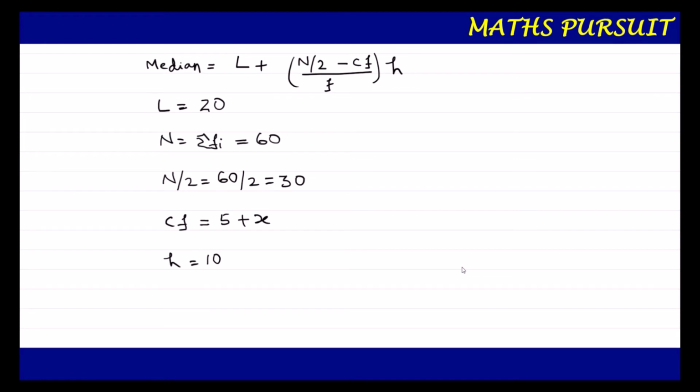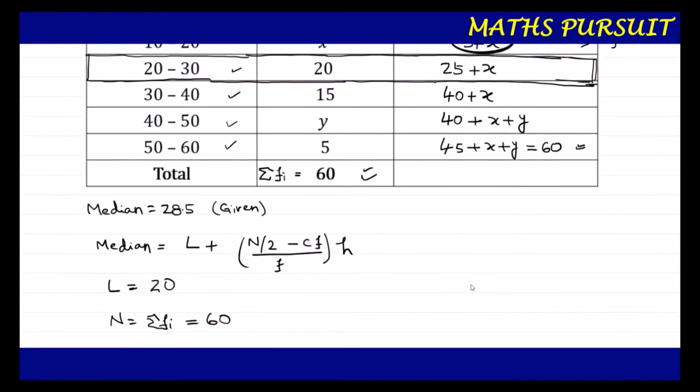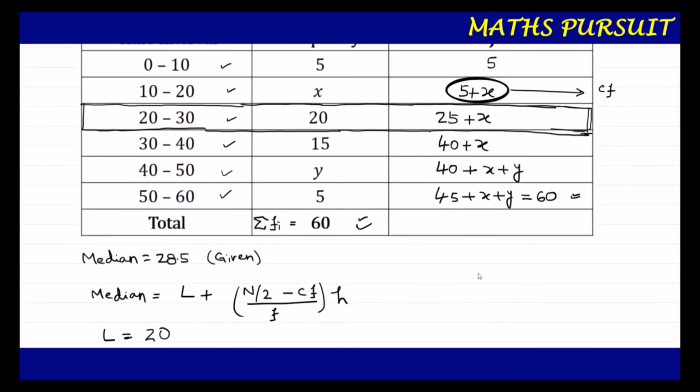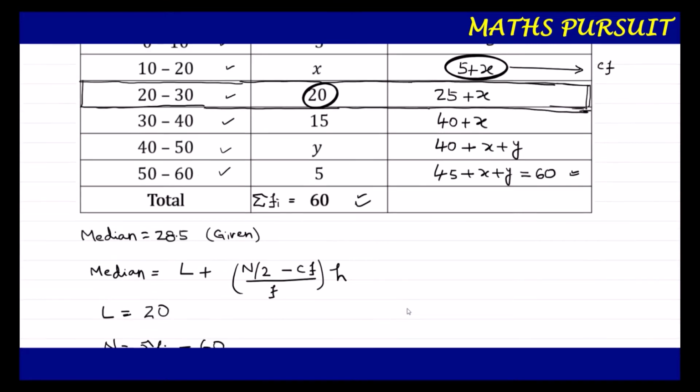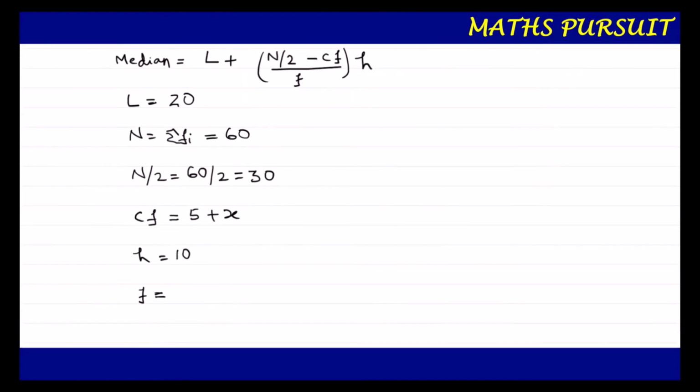Now the last item is frequency. What is the frequency here? The frequency here is the frequency which is in the median class row. The median class row frequency here is 20. So this is the frequency that we are going to consider. For that reason, 20 is going to be the frequency here. Now I can write f is equal to 20.